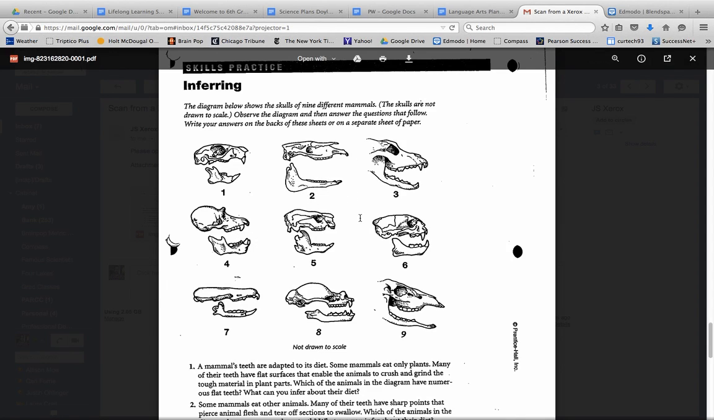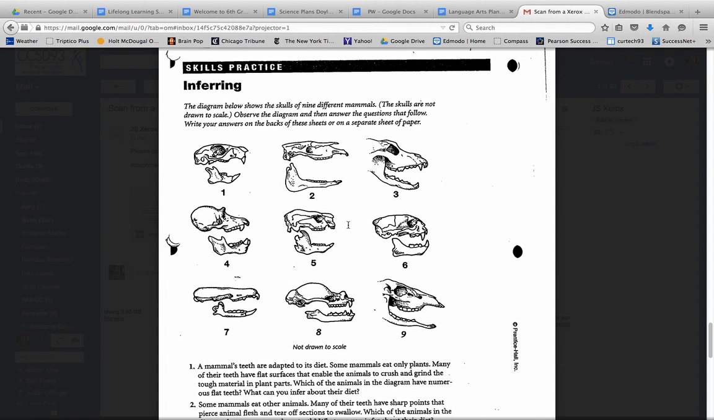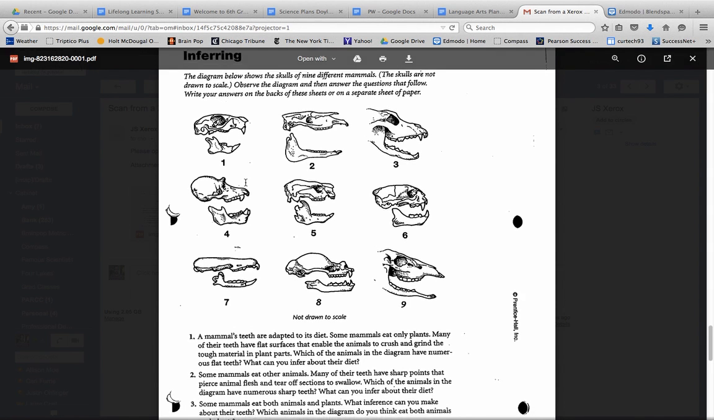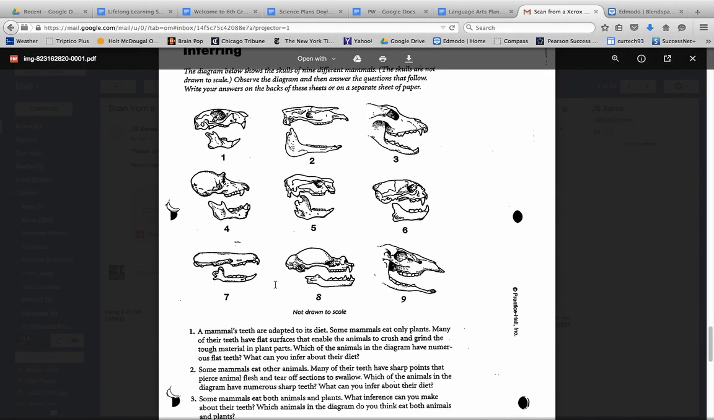I'm not sure. So just make observations about the skulls, and then you use those observations to infer what does this animal eat compared to what this animal eats, and is this animal a predator or is this animal a prey? Okay, so it's an interesting activity.